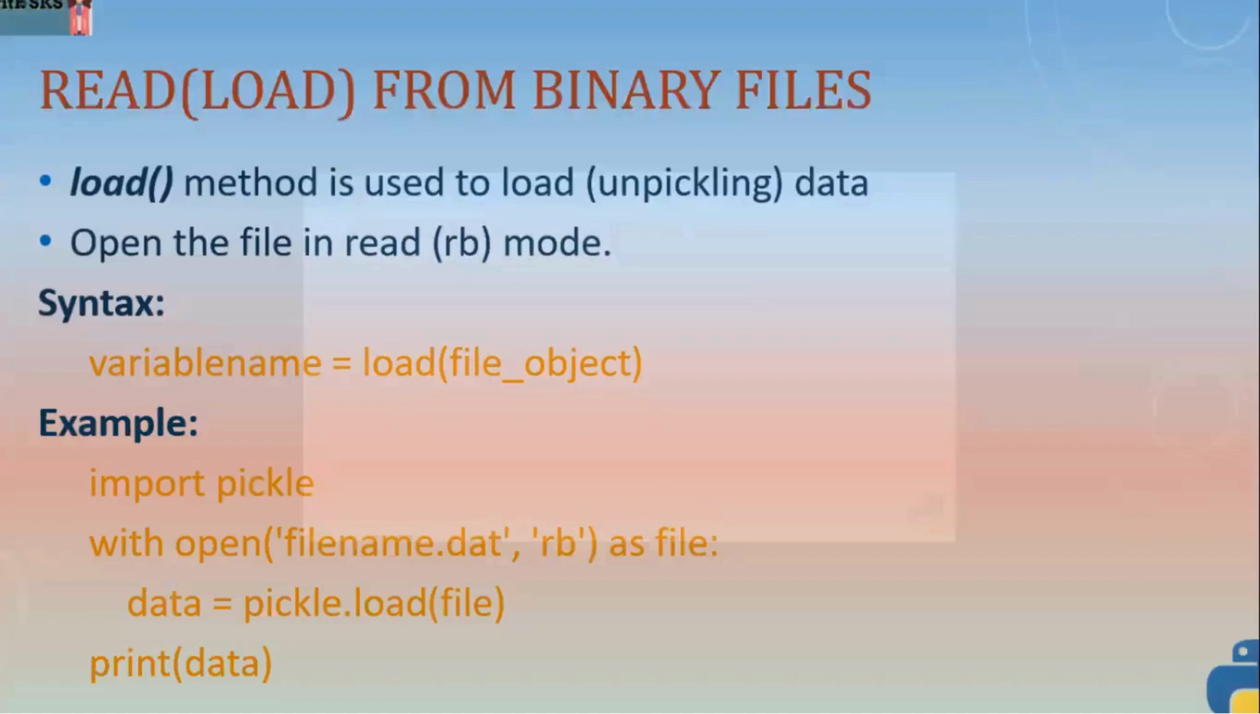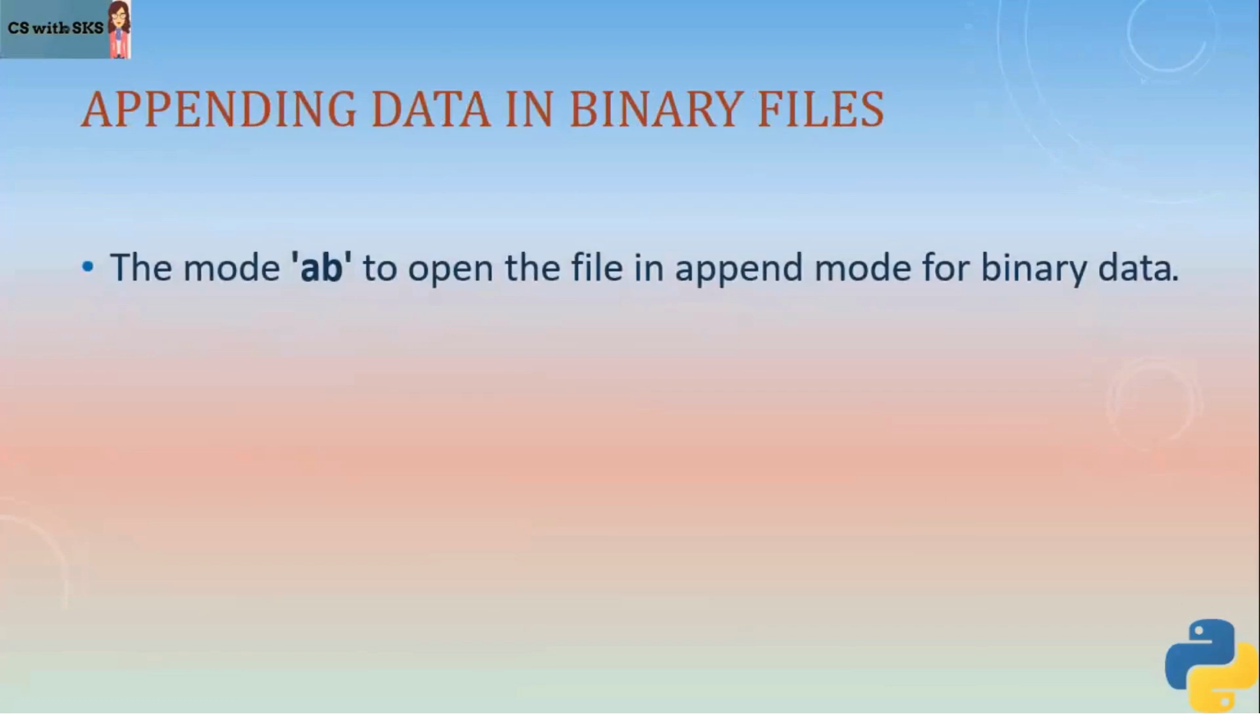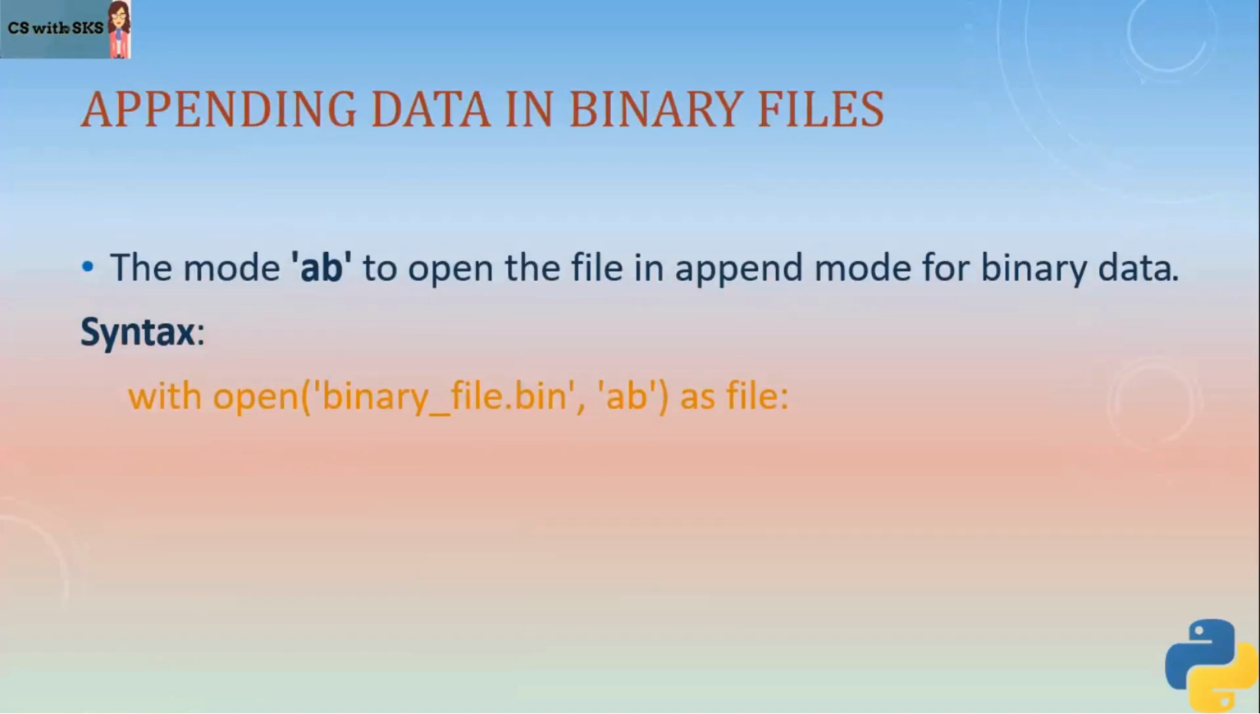Now, appending data in binary files. Here you need to open the file in AB mode, right? So writing is WB, reading is RB, and appending is AB. And of course, the syntax is similar. You open the file, file name, then append mode as file, right? Now I'll take you to the Python IDLE to see how we implement this in Python.